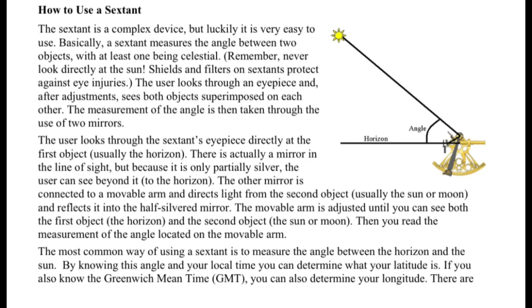The movable arm is adjusted until you can see both the first object, aka the horizon, and the second object, the star, moon, whatever. Then you read the measurement of that angle, the measured angle, located on the movable arm. The most common way of using a sextant is to measure the angle between the horizon and the sun. By knowing this angle and your local time, you can determine your latitude. If you also know the Greenwich Mean Time, you can also determine your longitude.